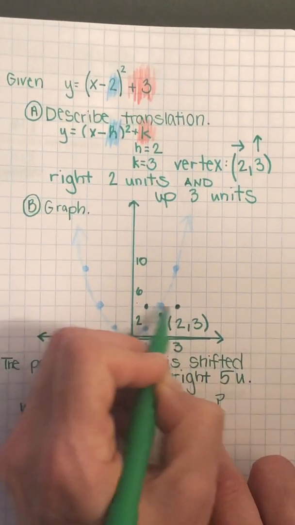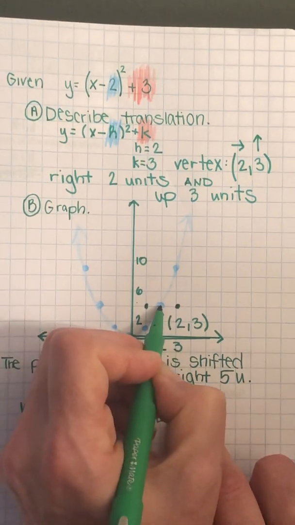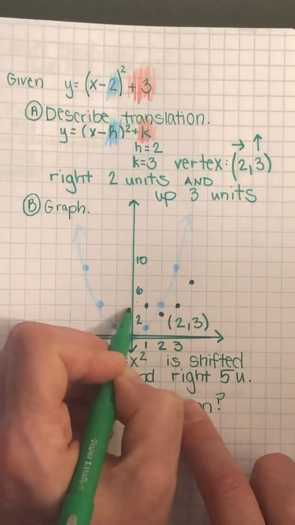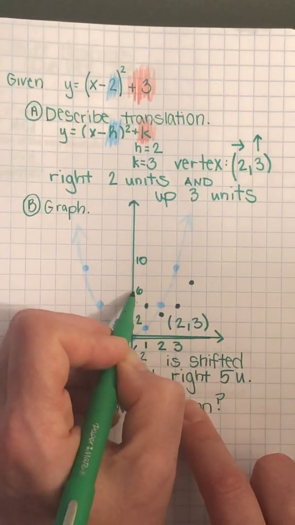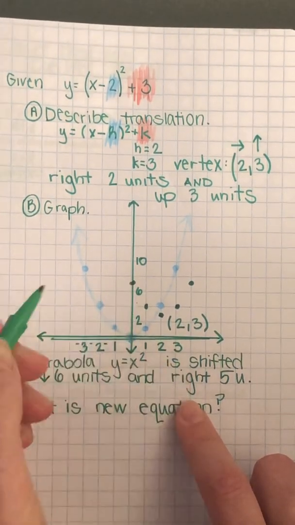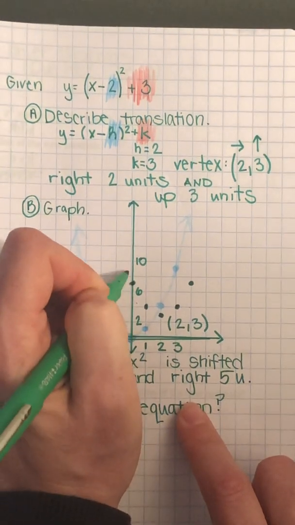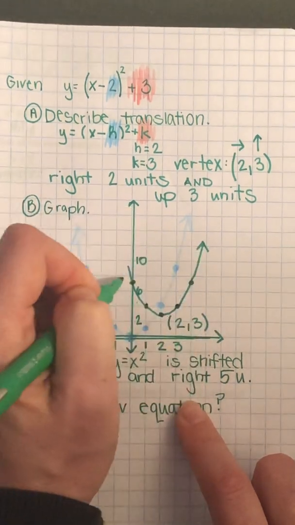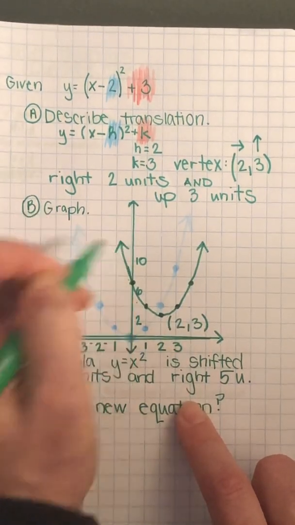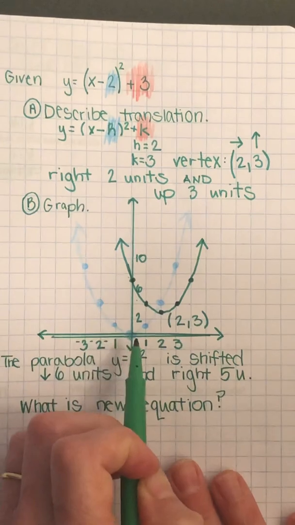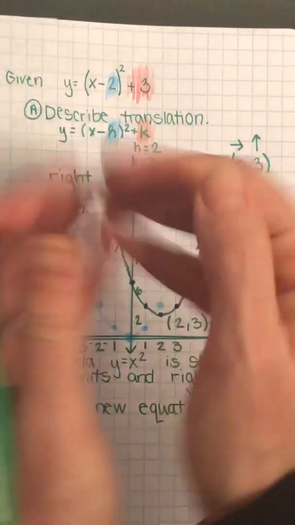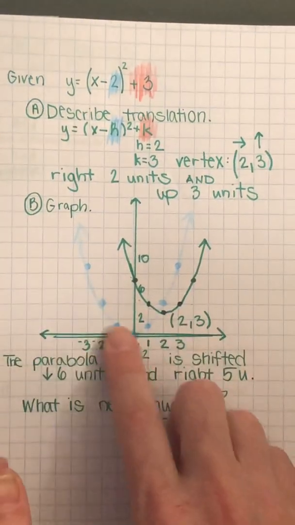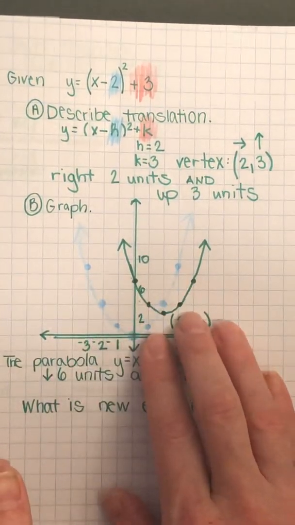And I can also look at the vertex and double check. Over 1, 2, up 1, 2, 3. And that can be enough for our purposes for this one. So here is my new function. And you can see how the shape should not have changed. It should not have gone wider or narrower, but every point translated over 2 and up 3.